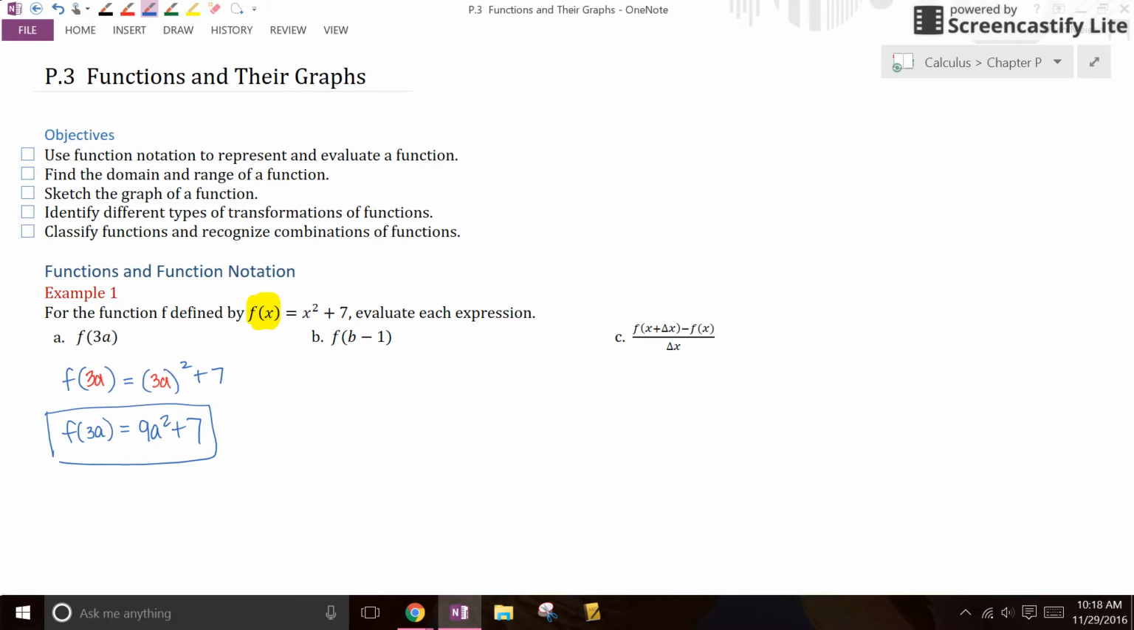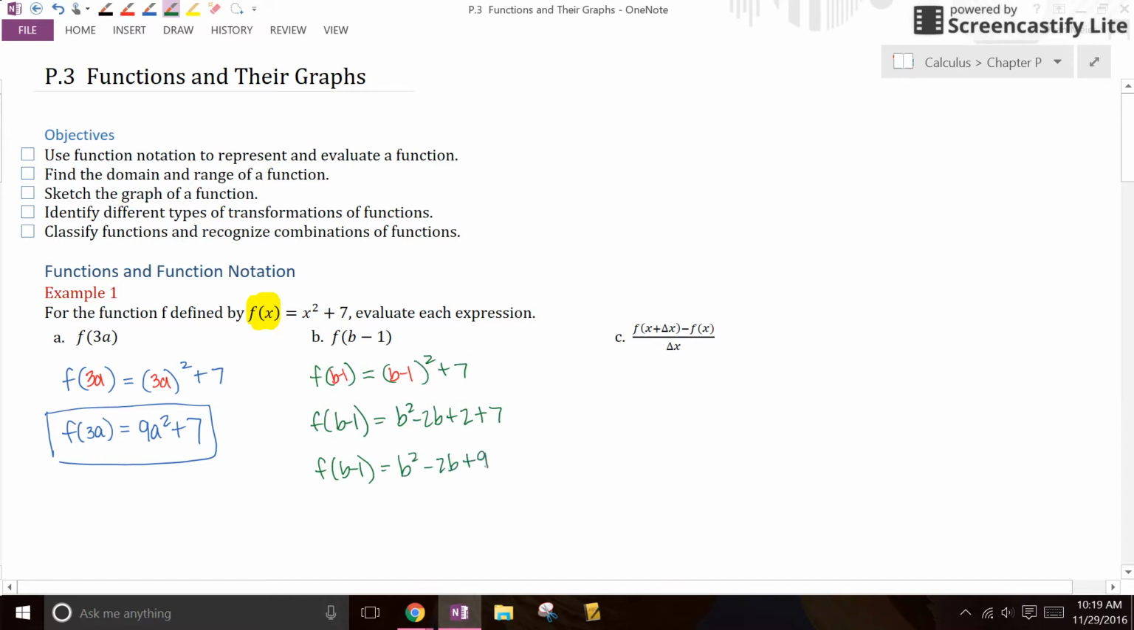Let's make it a little scarier, right? Let's put a b minus 1 in there for you. So again, f of whatever is equal to whatever squared plus 7. So in this case, we're going to say, all right, the whatever is b minus 1 this time. And if I evaluate that, I get f of b minus 1 is equal to, foiling, b squared minus 2b plus 1 plus 7. And so f of b minus 1, if we clean that up, is b squared minus 2b plus 8. And we have it evaluated. Beauty. All right, well, let's make it even more gross.